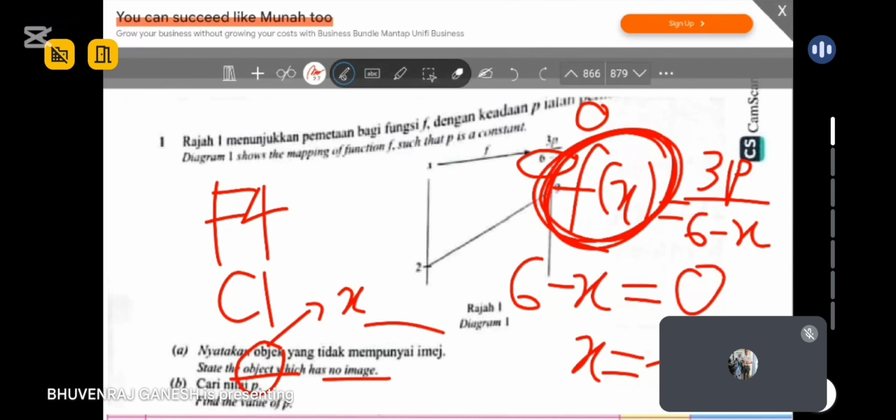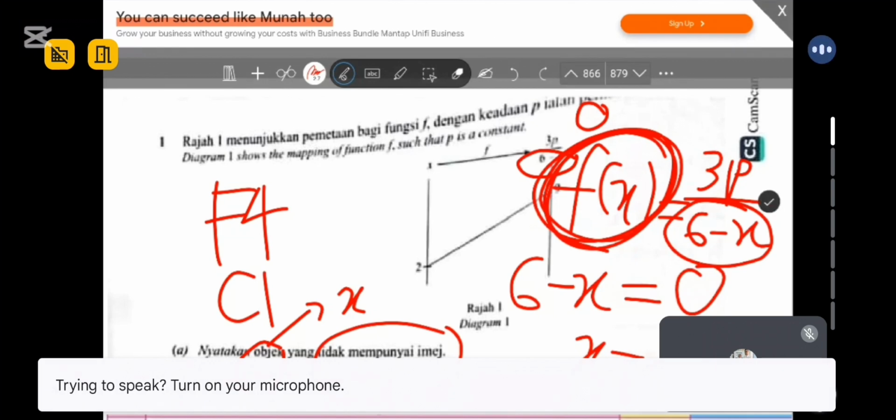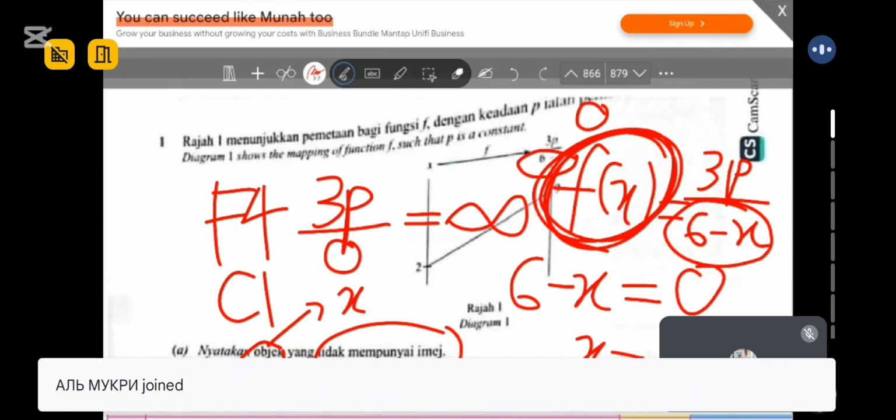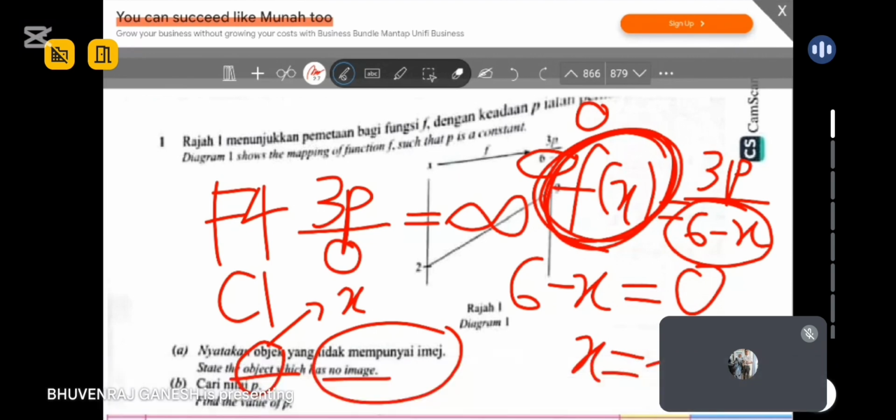Guys, bila mereka kata tak ada image, when there is no image, mean that the function is undefined. Fungsi dia tak tertakrif. So macam mana fungsi itu tak tertakrif? Bawah kena sama dengan kosong. Betul? Your denominator must be equal to 0. Because if 3p bahagi kosong, apa kamu dapat, guys? Bagi tahu saya nilai dia. If 3p I divide 0, what is my answer? Yes, math error, guys. Math error maksudnya fungsi dia tak tertakrif. Your function is undefined. Or in other words, infinity. Tak boleh kira nilai dia. You cannot count the value.